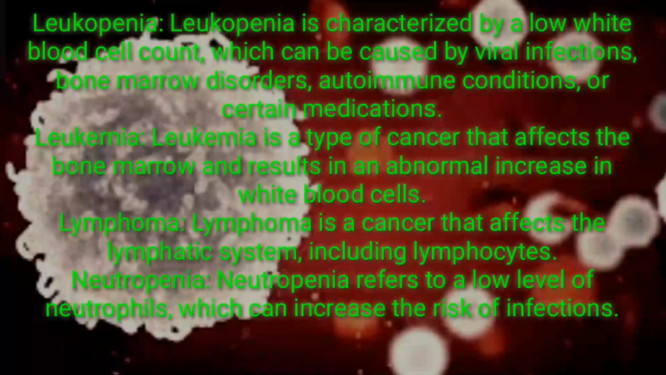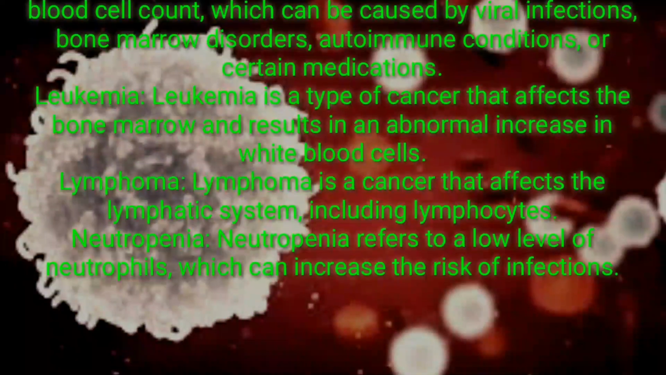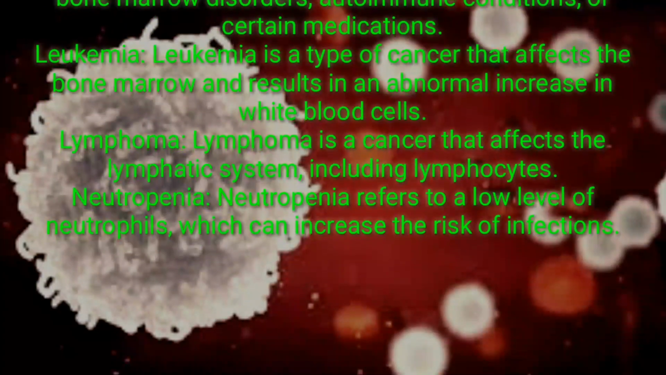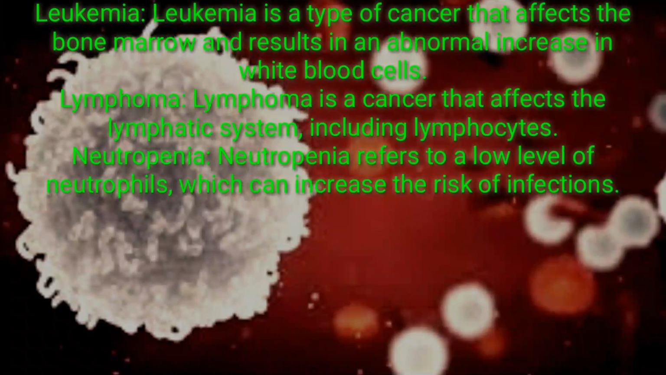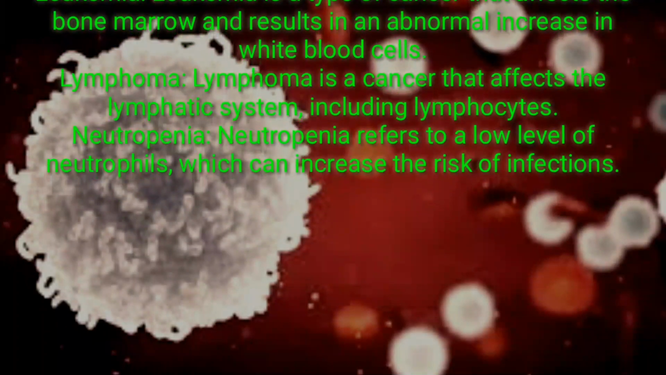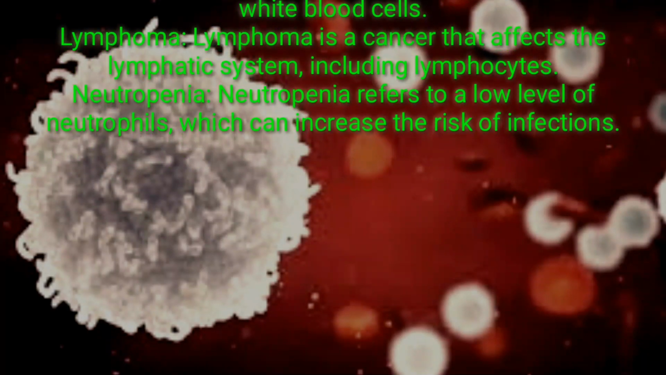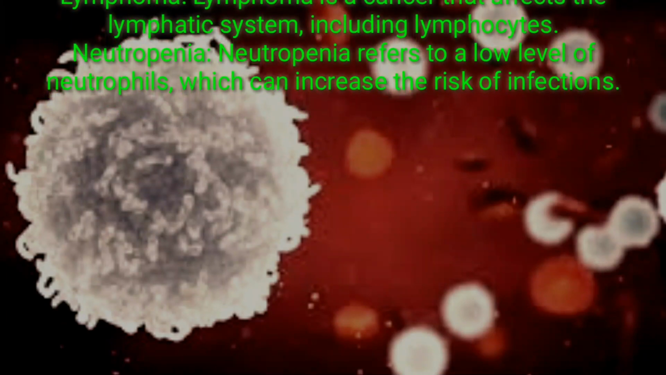Leukemia. Leukemia is a type of cancer that affects the bone marrow and results in an abnormal increase in white blood cells. Lymphoma. Lymphoma is a cancer that affects the lymph system, including lymphocytes. Neutropenia. Neutropenia refers to a low level of neutrophils, which can increase the risk of infection.